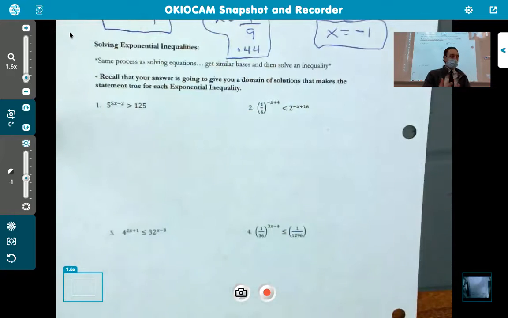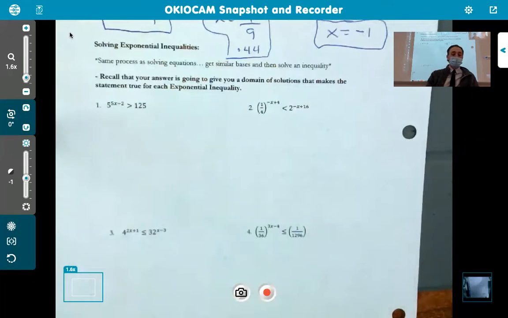Our inequality symbols, remember, obviously are greater than, less than, greater than or equal to, less than or equal to. And there's only one real rule relating to inequalities that we have to keep in mind, all right? Who remembers there's just one rule that's going to flip my inequality symbol when I do a certain thing? When you divide by a negative, good.